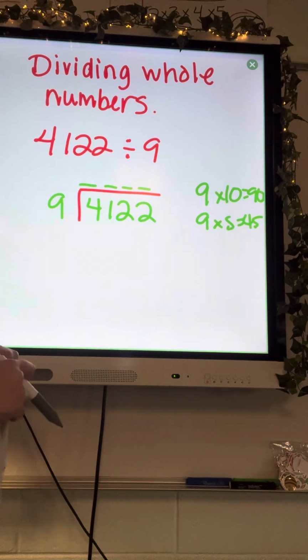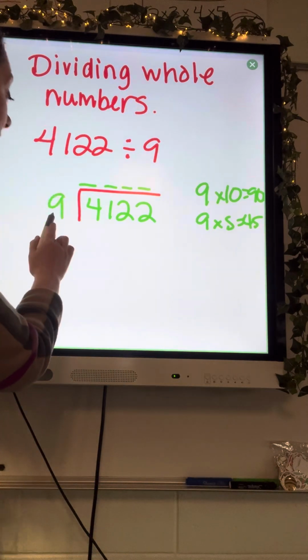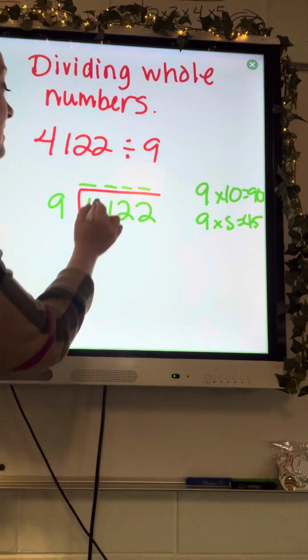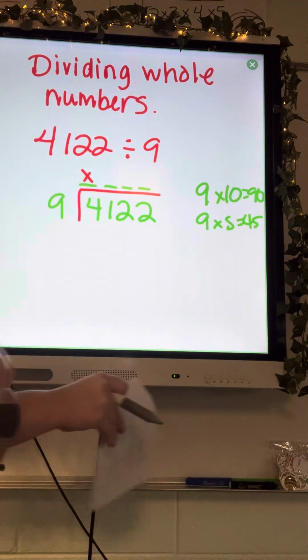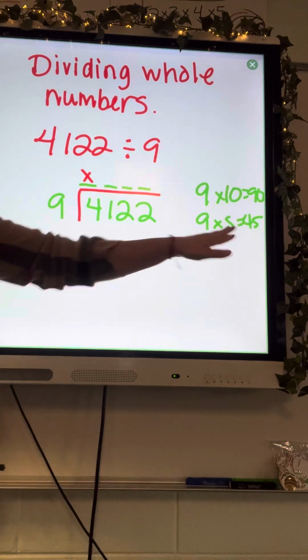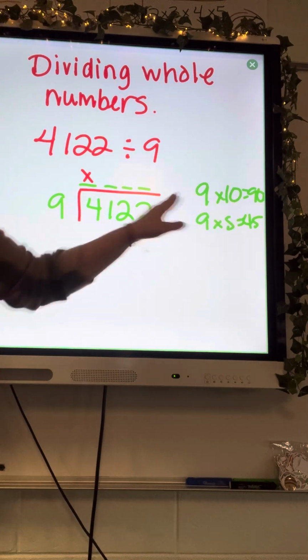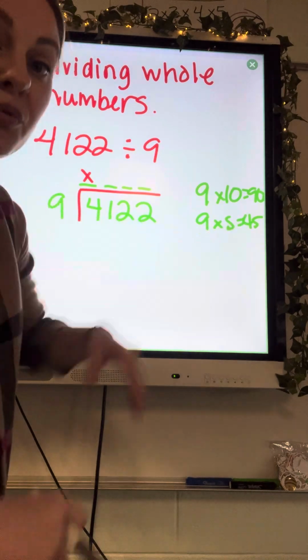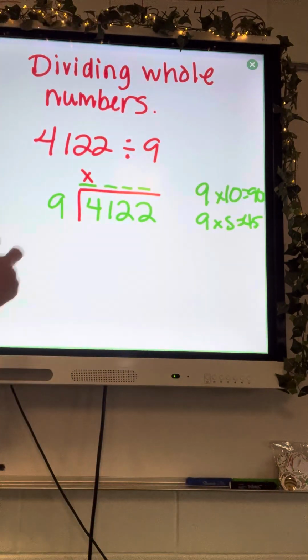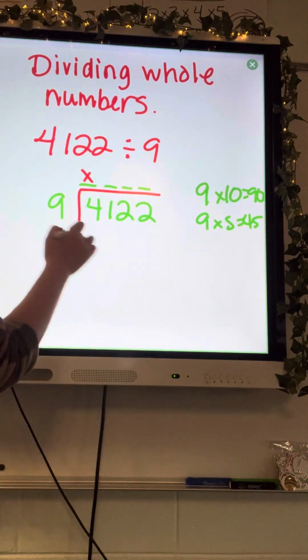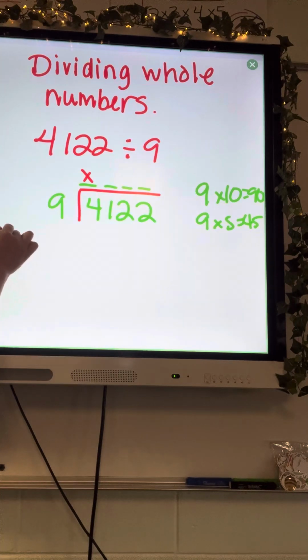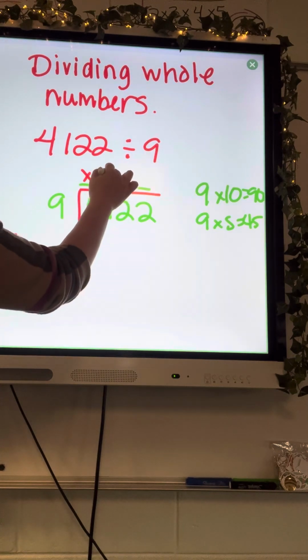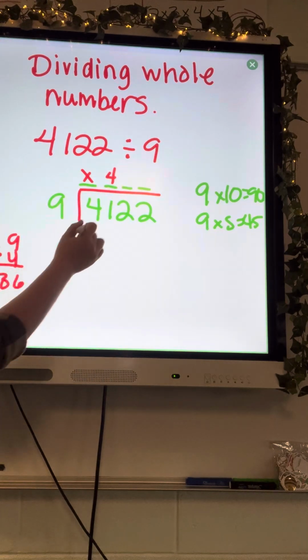So here we go. 9. Can 9 fit into 4? Can 9 people fit into 4 seats? No. Can 9 people fit into 41 seats? Yes. Looking over here at my math hack, 41 is really close to 9 times 5, which is 45. So it's probably going to be 9 times 4, and 9 times 4 is 36. So I just divided, I told myself how many times it can fit in there, and I have the multiplying.